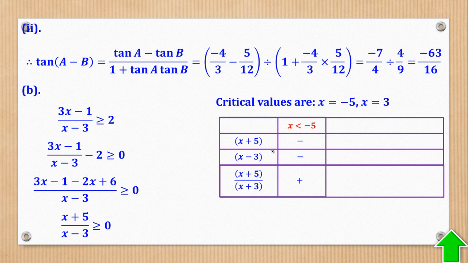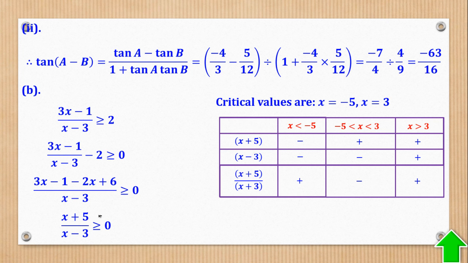Then values between -5 and +3, I can choose 0. 0 here, you get a positive. 0 here, you get a negative. So division gives a negative. Values beyond 3, I can choose 4. 4 here, you get a positive. 4 here, you get a positive. So division gives the positive.